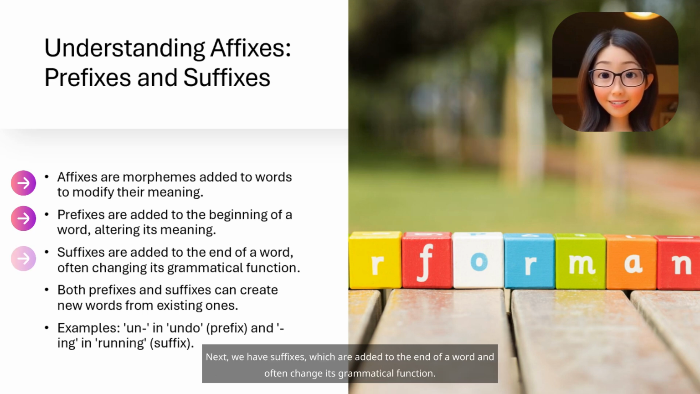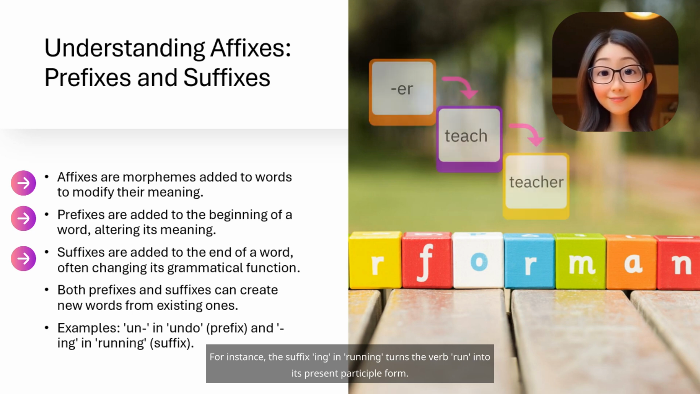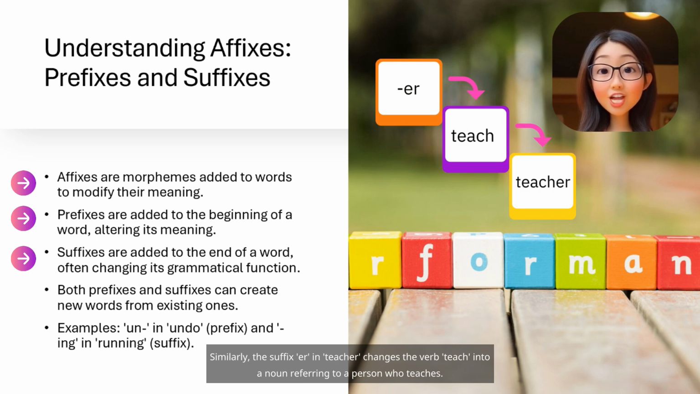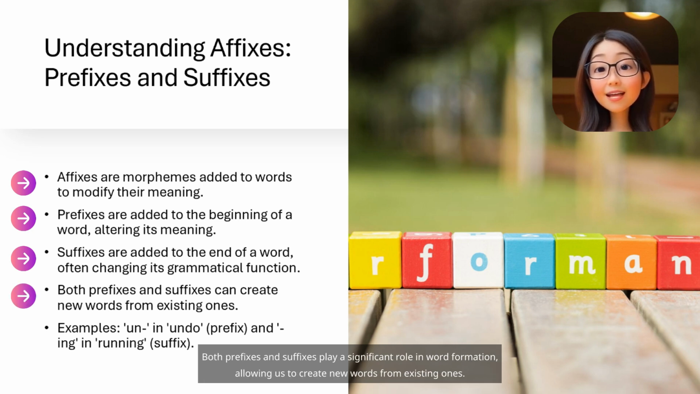Next, we have suffixes, which are added to the end of a word and often change its grammatical function. For instance, the suffix -ing in running turns the verb run into its present participle form. Similarly, the suffix -er in teacher changes the verb teach into a noun referring to a person who teaches. Both prefixes and suffixes play a significant role in word formation, allowing us to create new words from existing ones.